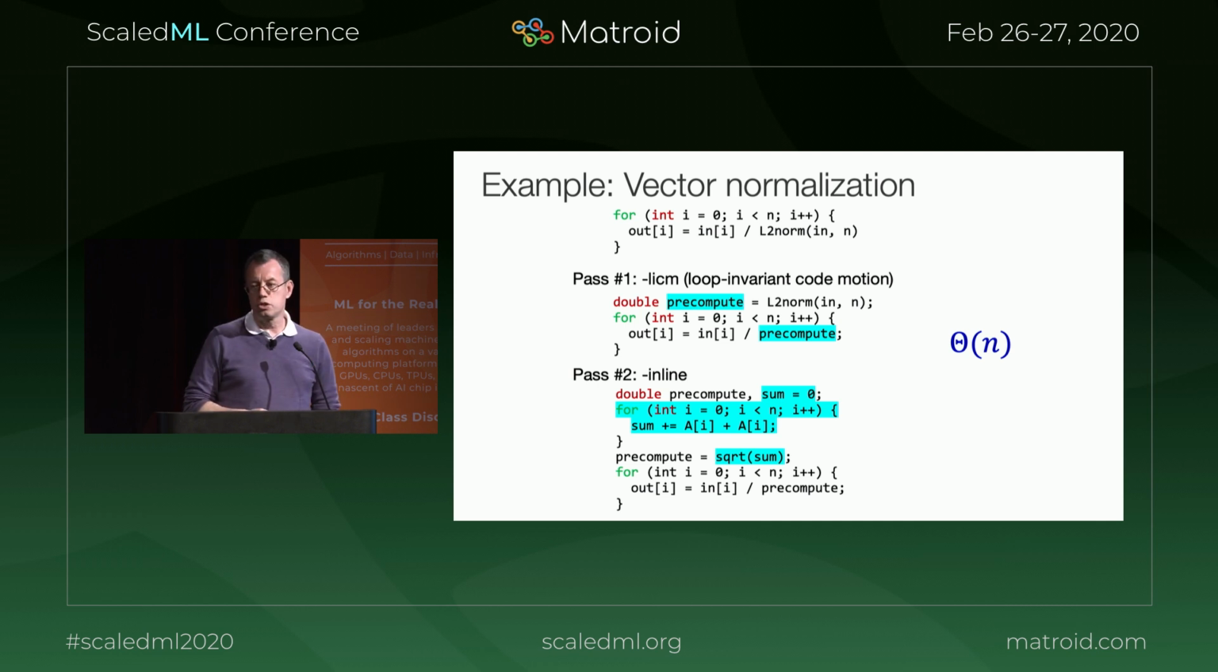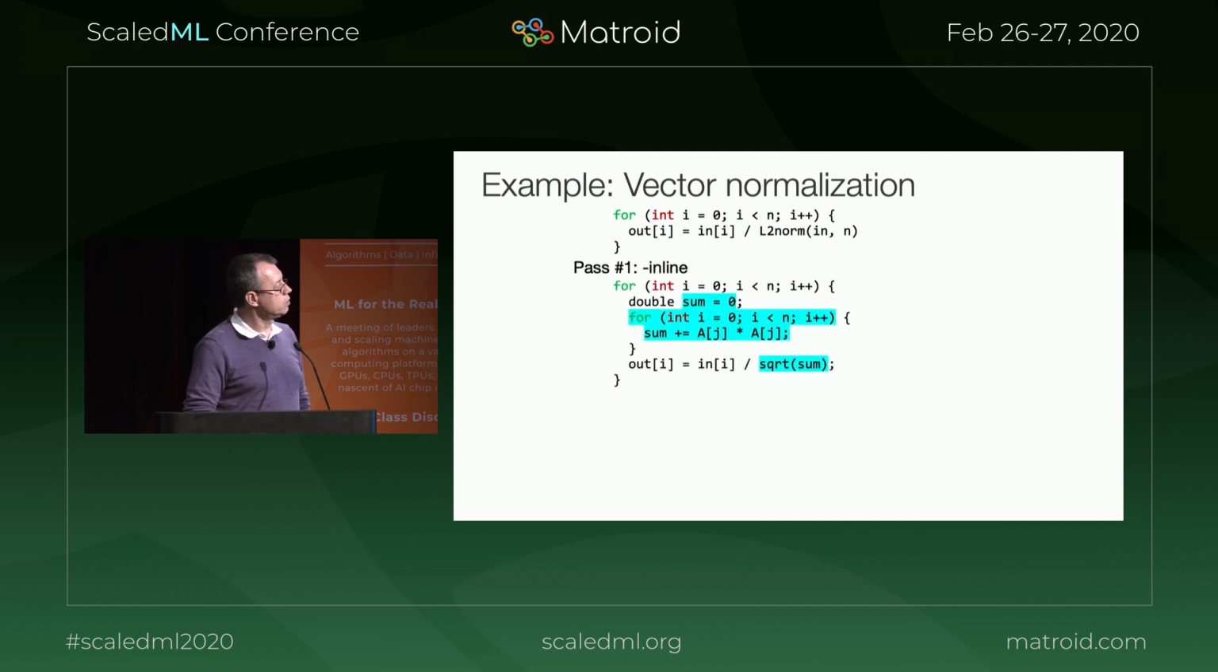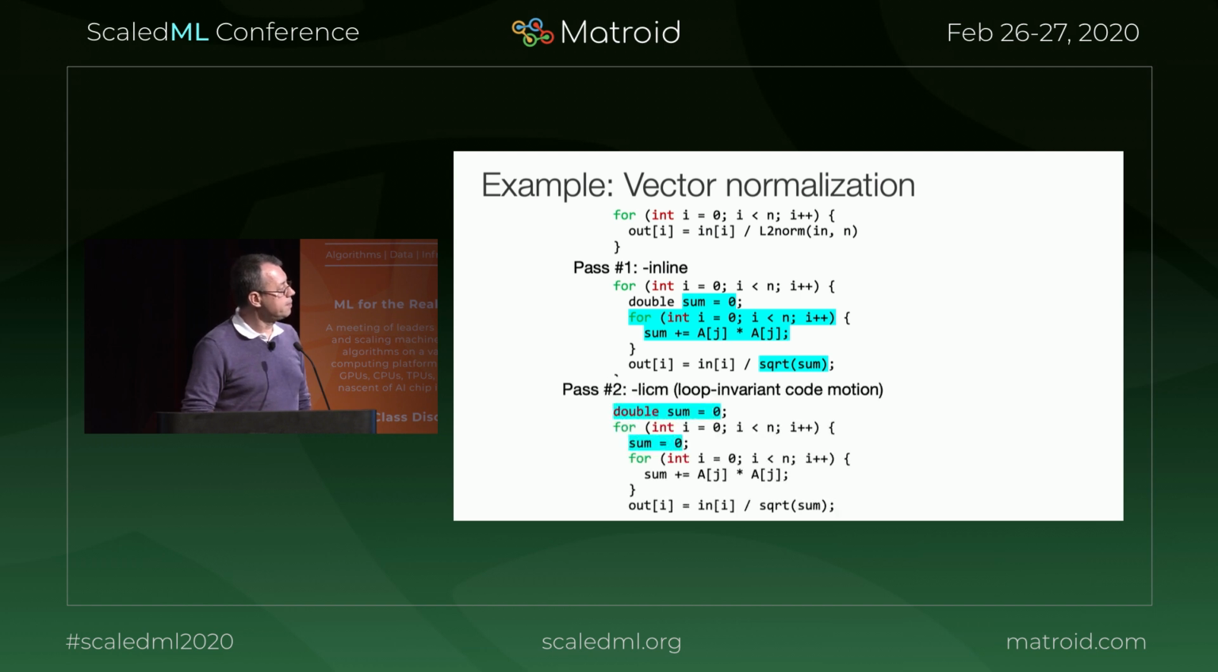Okay, but now let's assume that we apply these two optimization phases in reverse order. First we apply inline. Then we take L2 norm and expand it, so instead of calling L2 norm, we inline the code for L2 norm. Now if we apply loop invariant code motion, this optimization is only seeing that sum. The initialization of the sum doesn't change in the loop, so it's just going to take that assignment and move it up. It's an optimization, but obviously not a great one.